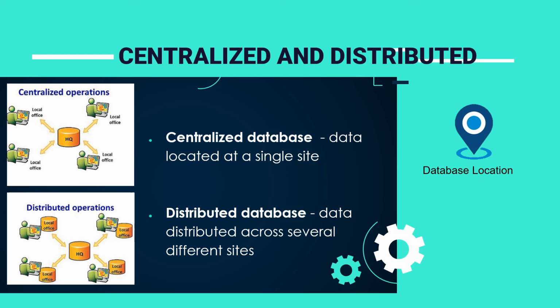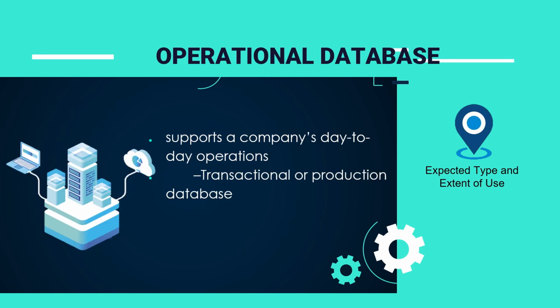A distributed database is the term used to describe a set of databases stored on multiple computers, but that present as a single database to all the users. According to the expected type and extent of use, we have the operational database. An operational database supports a company's day-to-day operations. Examples of these are transactional and production databases. An example of a transactional database is a human resource database that includes data identifying each employee and his or her time worked, training, and development status.